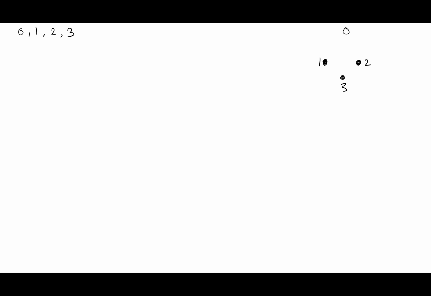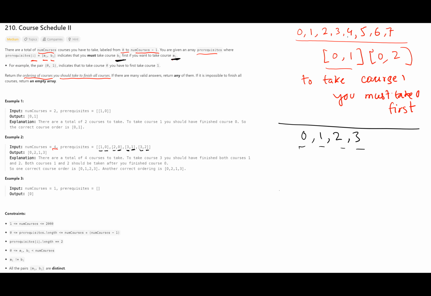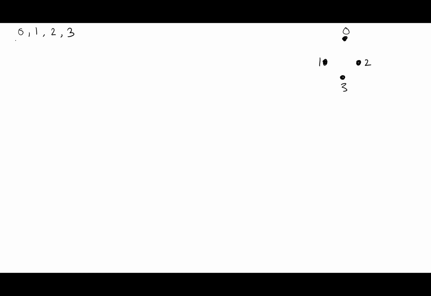And these are the courses, right? And then this graph has some edges. The edges are 1 0, 2 0, 3 1, and 3 2. So these are the vertices, and the edges are like 1 0, 2 0, 3 1, and 3 2.